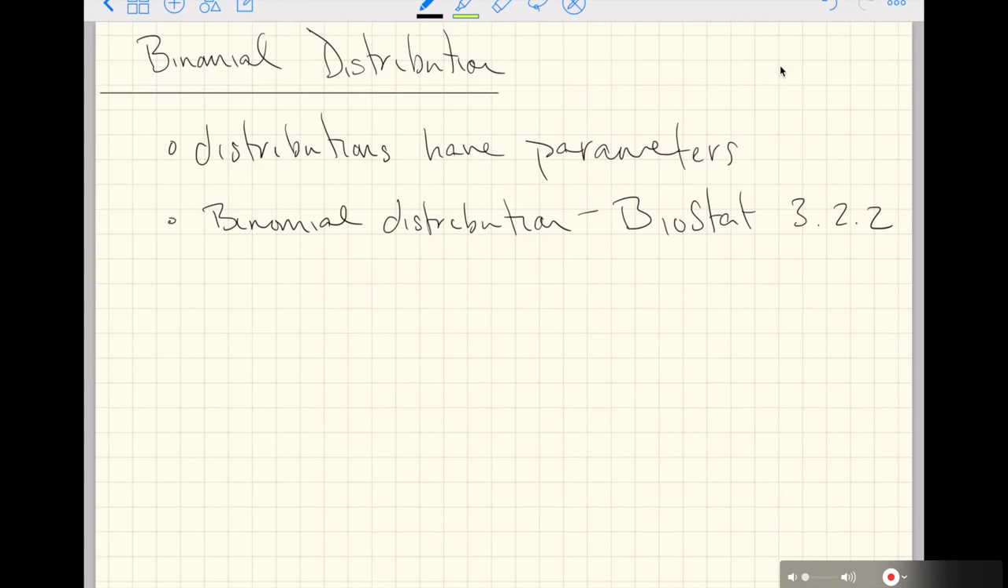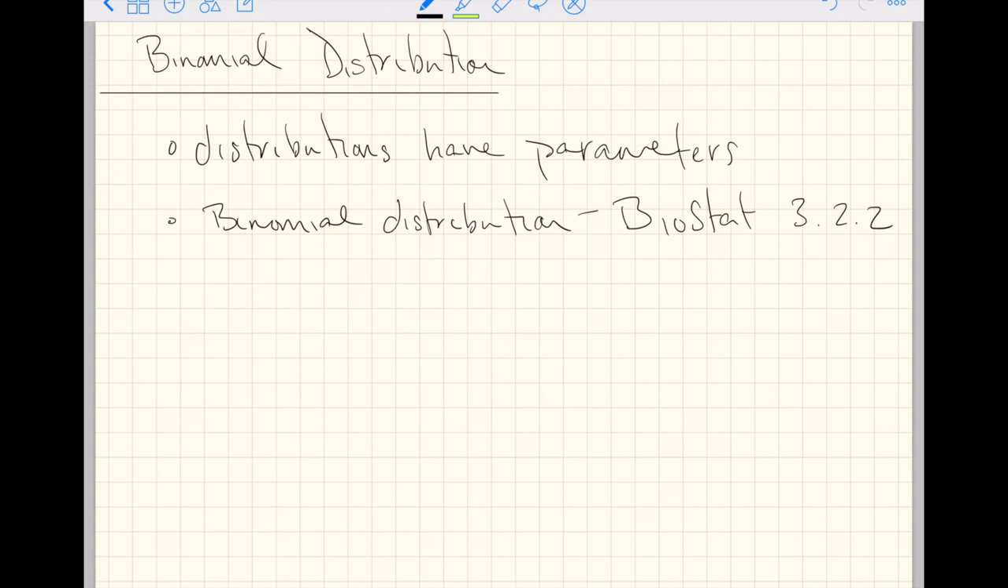This video is going to be about the second of our named distributions. We're first going to describe a new feature of distributions that we've been talking about, but haven't ever specified in any concrete way. So the first point of this video is that distributions have parameters. And then we're going to jump into the binomial, our second named distribution in this course.